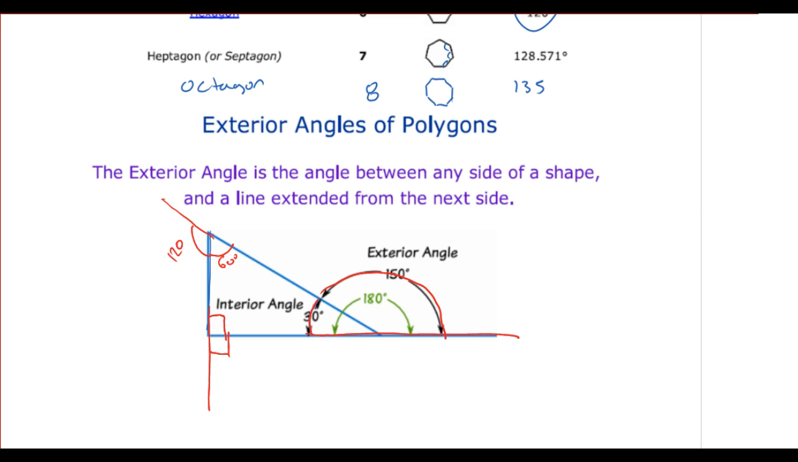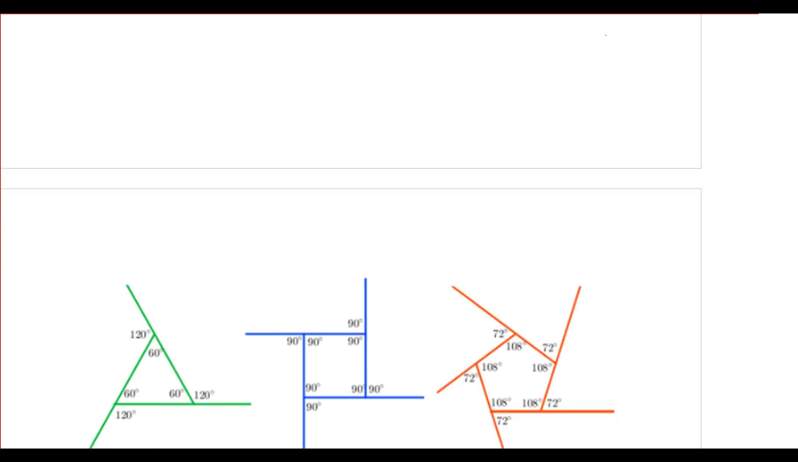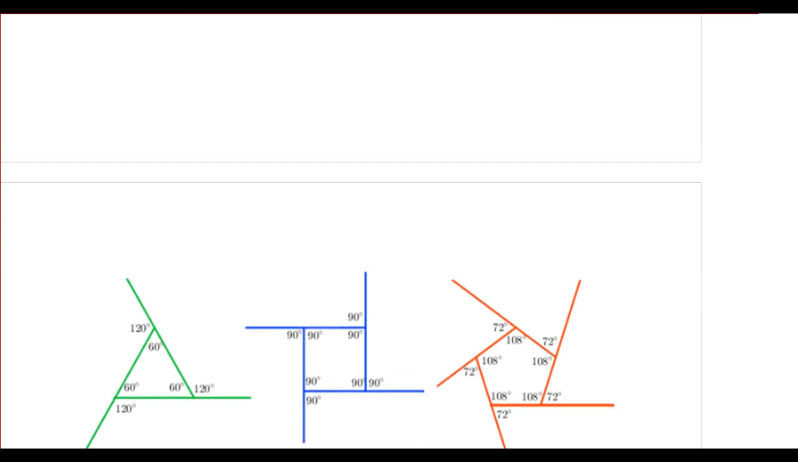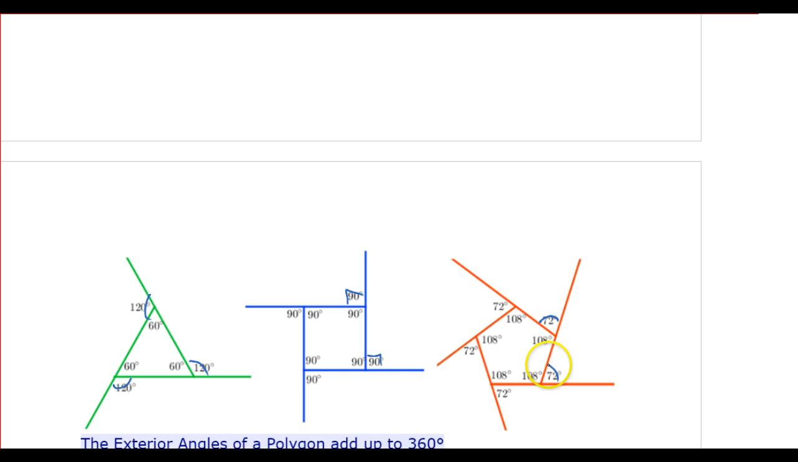All right, so let me give you a visual here so you can kind of get this. So there are the exterior angles right here. We have in an equilateral, you just extend the lines, and these would be called the exterior angles. These would be called the exterior angles up here. These would be called the exterior angles over here.